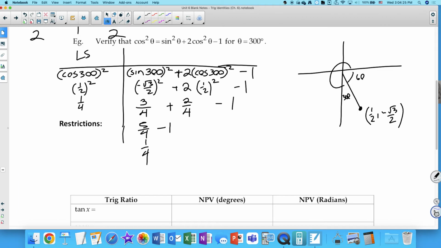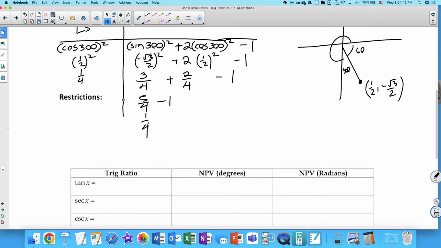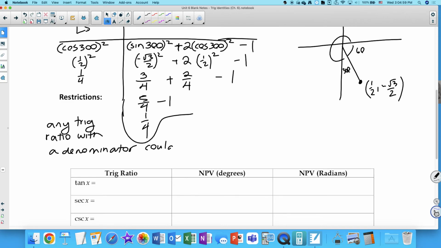Restrictions. Any trig ratio that has a sine or cosine in the denominator has restrictions that go along with it, because that expression will not be defined when the denominator is equal to 0. So we need to account for that when we're working with trig ratios. They could have non-permissible values, which must be stated.